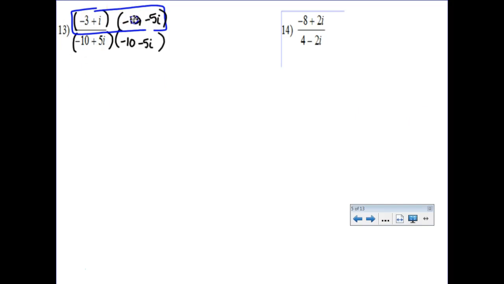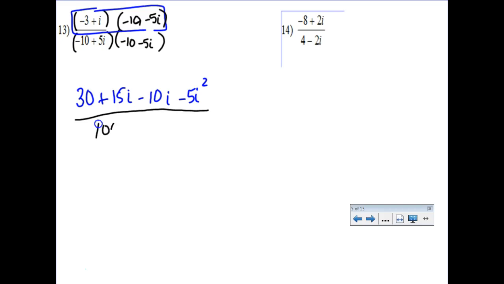Alright, so this numerator, negative times negative, it's a positive 30, and then a plus 15i, and then a minus 10i. I can't read my writing, but I think that says 10. And then a minus 5i squared. We'll come back to all that simplifying in a moment. Over. Now the conjugate, if you want to skip a little bit of work, that's fine, but this is still positive 100. And then you have a plus 50i and a minus 50i. So if you don't want to write that out, that's fine, but I'm going to. And then negative 25i squared.